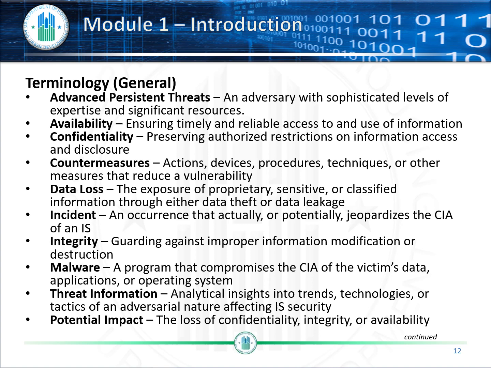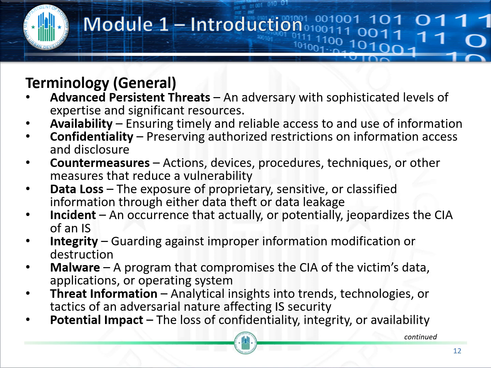Availability is ensuring timely and reliable access to and use of information. Confidentiality is preserving authorized restrictions on information access and disclosure, including means for protecting personal privacy and proprietary information. Countermeasures are actions, devices, procedures, techniques, or other measures that reduce the vulnerability of an information system. Data loss is the exposure of proprietary, sensitive, or classified information through either data theft or data leakage.